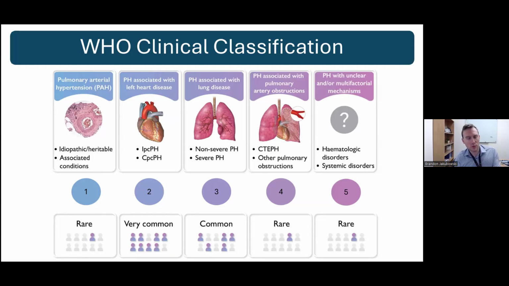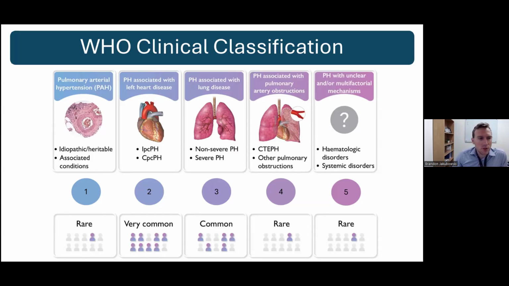Group 1, as I think you probably know, are patients that have pulmonary arterial hypertension or precapillary pulmonary hypertension. Patients with group 2 disease are commonly thought to be associated with left heart disease. Group 3 disease are patients that have lung disease of varying kinds. And group 4 are patients that really have pulmonary artery obstructions, the primary one of which is chronic thromboembolic pulmonary hypertension. And group 5, we've lumped into our general wastebasket term. These are patients that may have multifactorial or unclear mechanisms that we don't quite understand.